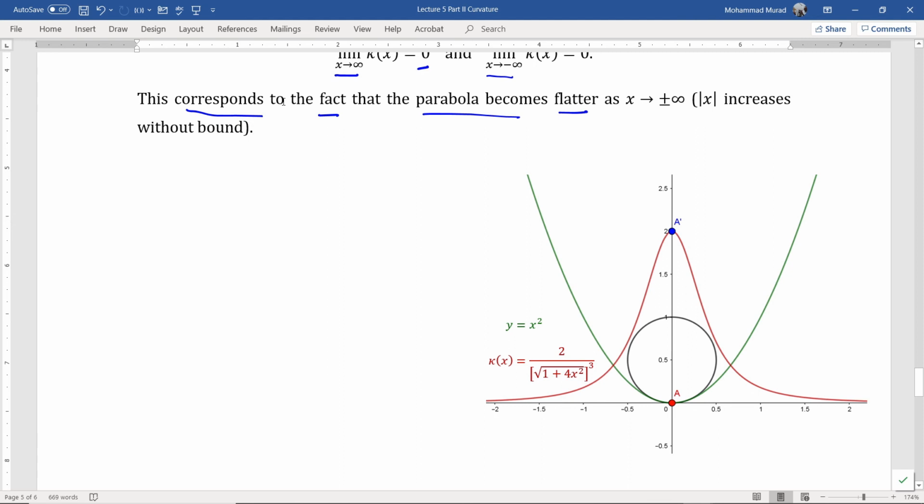The circle shown in this figure is called an osculating circle, also known as the kissing circle. It touches the parabola at the point A, and at that point the parabola and the circle both have the same tangent line and the same curvature. Please see the notes for the details.